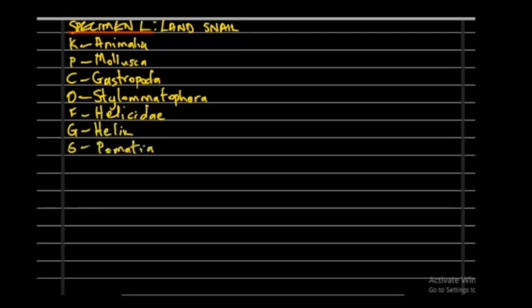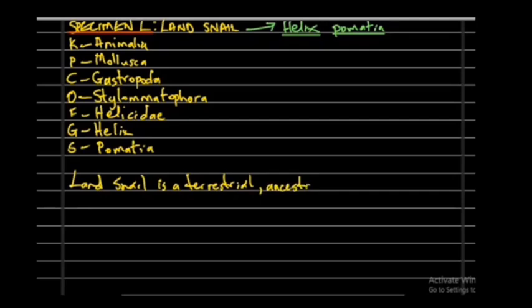So the scientific name of this particular organism will be written as Helix pomatia, not forgetting the underline. Helix pomatia, that is the scientific name of this organism. So what do we have to say about it? Helix pomatia is a terrestrial gastropod. The land snail is a terrestrial organism, though its ancestors are marine in nature.